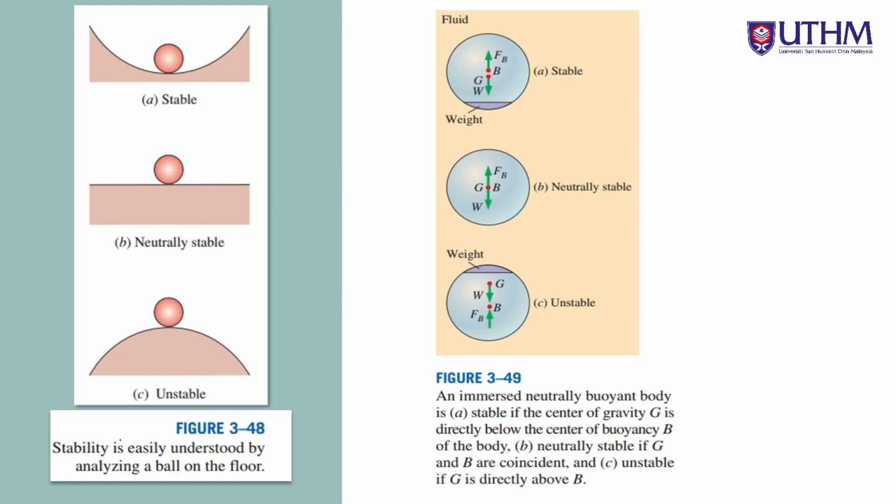Stability is easily understood by analysing a ball on the floor. Kalau kat sini kita boleh tengok lah, ini benda ni common sense. Dekat sini kita boleh nampak yang body itu paling stabil lah compare to the tree. Yang ni neutrally stable, yang ni unstable. Sebab benda ni kalau digerakkan sikit pun dia akan jatuh.